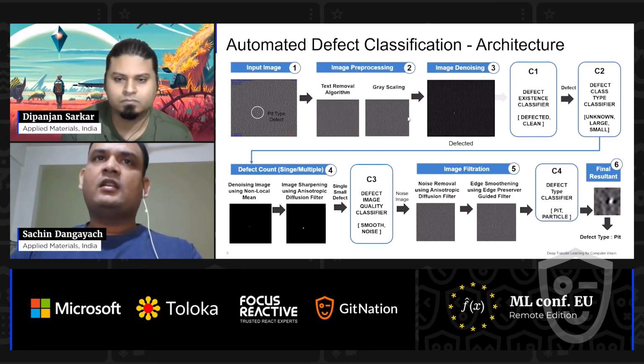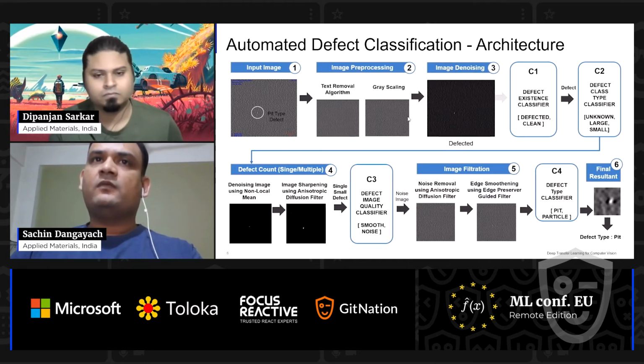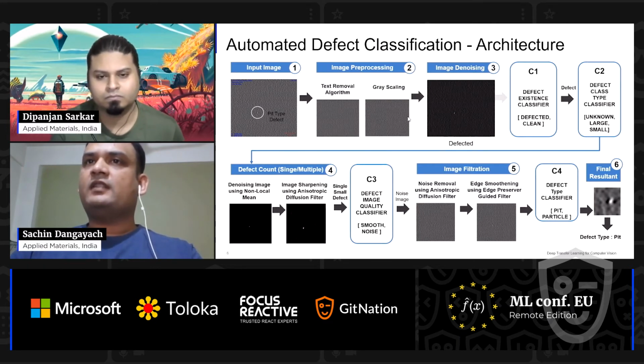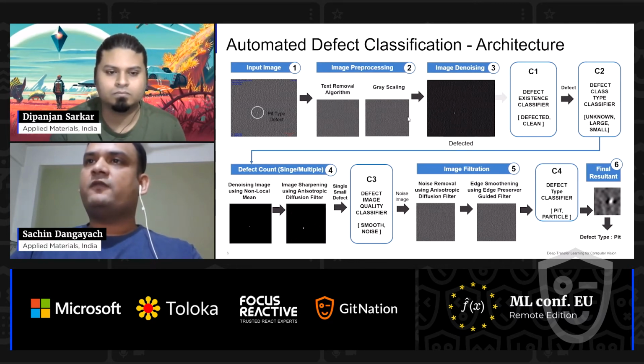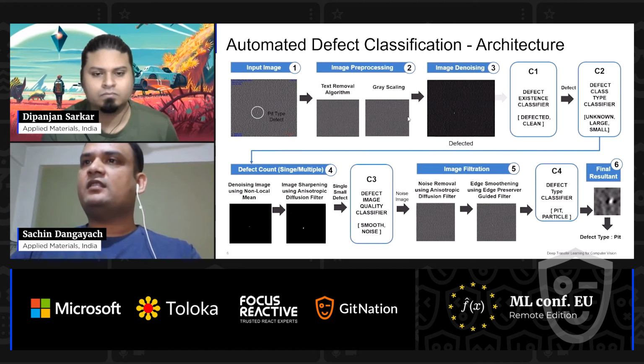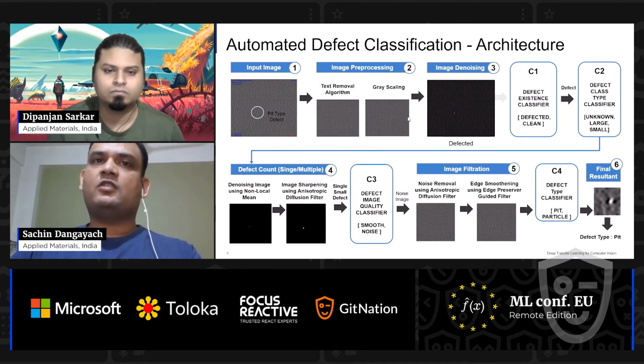classification. What we have done here is leverage multiple classifiers, a stacking technique where we input the image, then we do a lot of image processing through different techniques. We do the denoising, and then we feed that image into the first level of classifier, which figures out whether there is a defect or not. If there is a defect, then the second level of classifiers figures out whether it's unknown, or a large or a small defect.